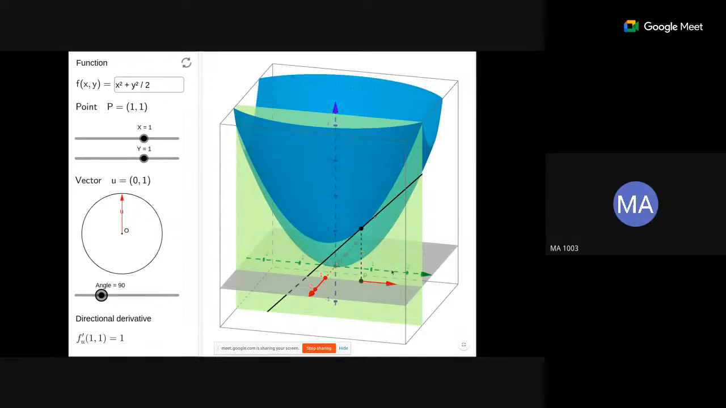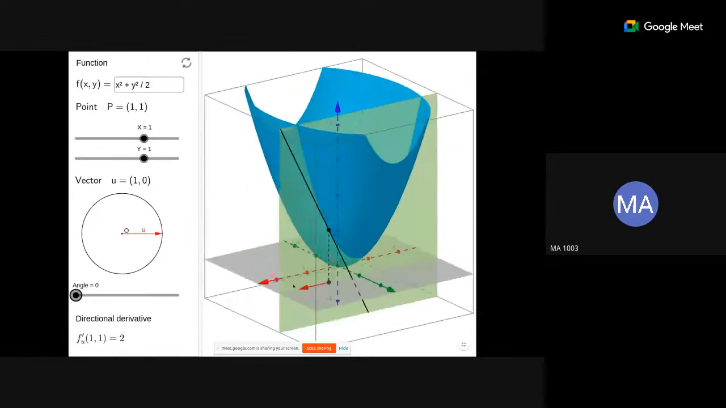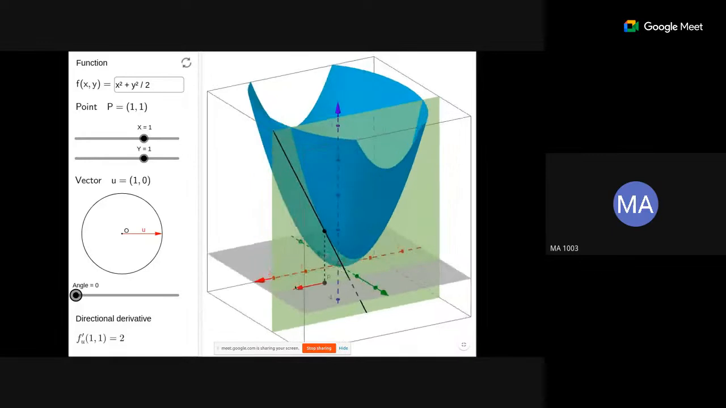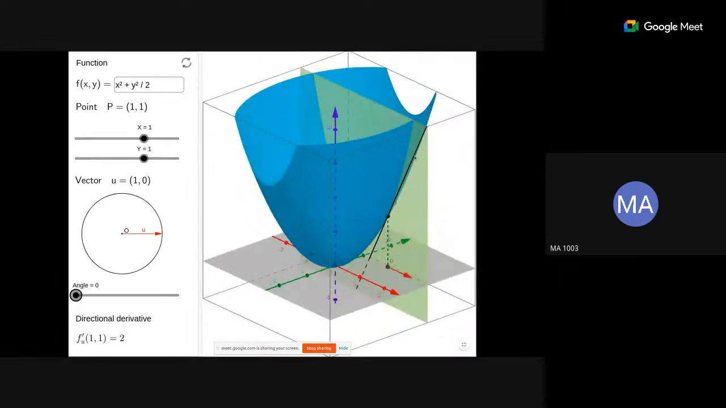So this is how our plane will look. It will be exactly parallel to the yz plane, correct? So our vector is (0, 1). This is the unit vector along the y axis that we have seen earlier. Now if I go to this 0, our plane is parallel to xz, so our vector is parallel to the x axis. This is how our directional derivative will look, and this is how the tangent will look. Is it clear?